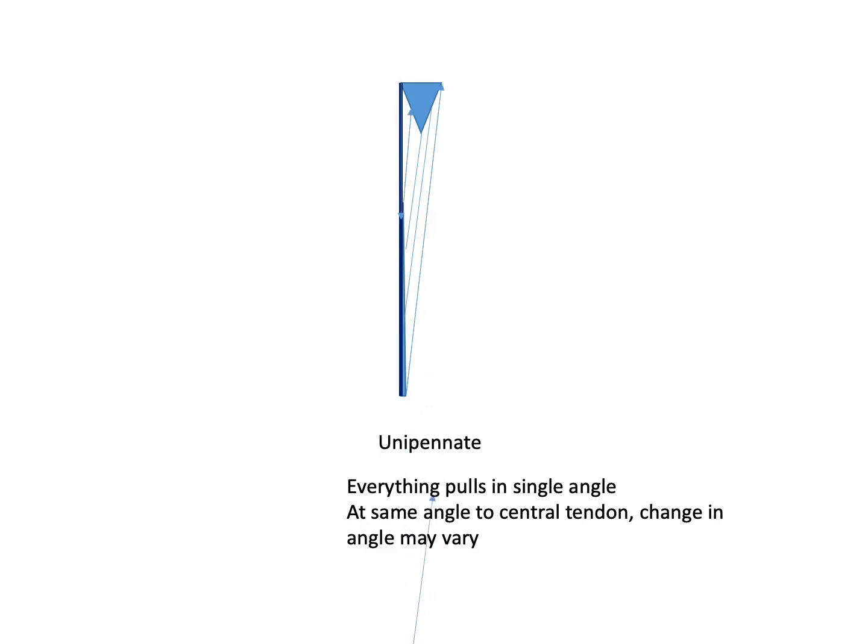In the unipennate, we have all fascicles arranged at an angle to the central tendon, and that angle is going to vary, but we're only pulling to one side of the pronation pattern. And then as we pull, that angle is going to change, leading to a gain or loss of tensile strength within it.